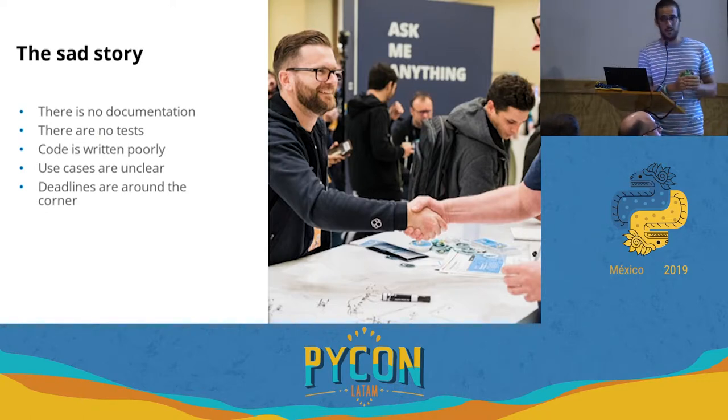And the deadlines are, of course, around the corner. If you're working on an open source project, I don't want to say deadlines are not important, but they're less important. If you join a company as a contractor, they're probably extremely important. As soon as you join, before they tell you what you've got to do, they're gonna tell you it has to be done in 2 weeks. So deadlines are right around the corner.